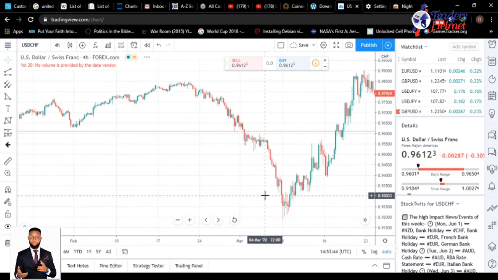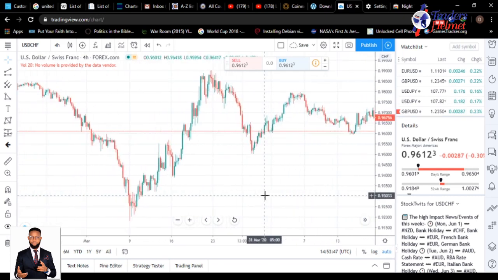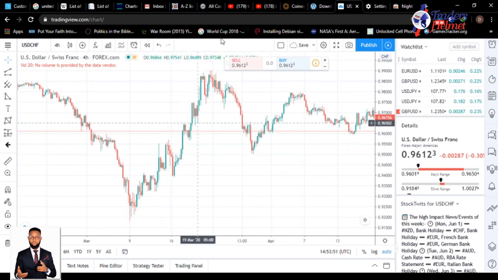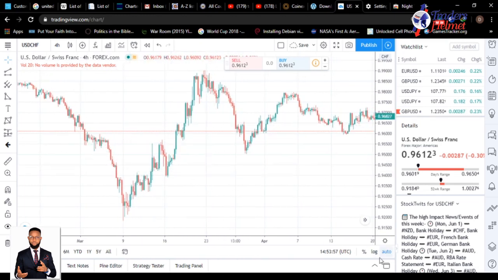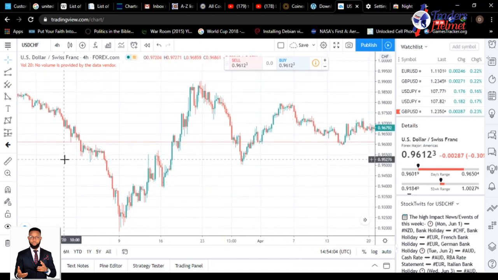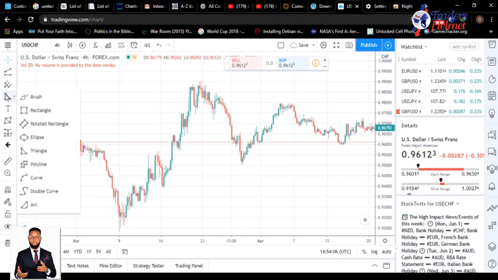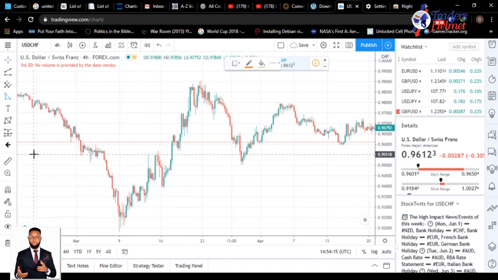All right, so you can see this already. You can see your impulse, you can see your correction. Impulse, correction, correction, impulse, you can see this running already. So what do you do here? You get your triangle. Remember, it's a bearish rhombus we're looking at.